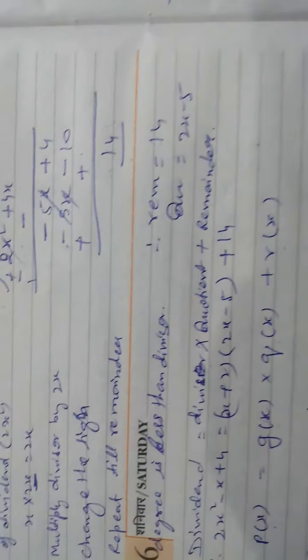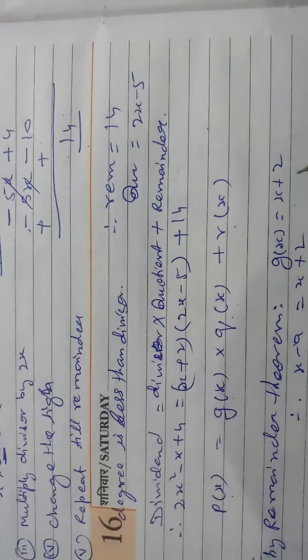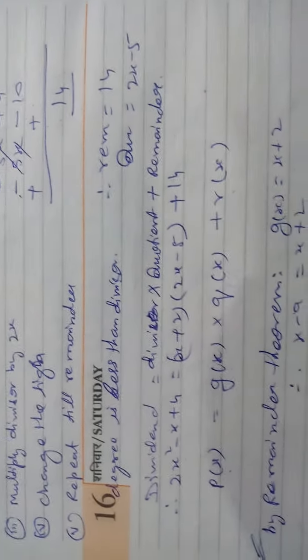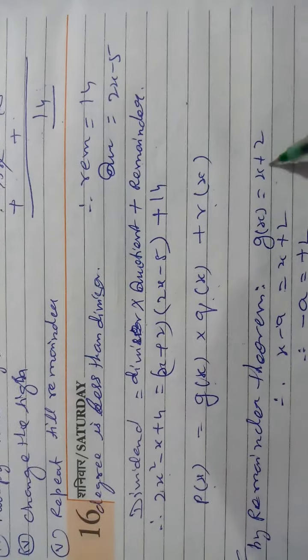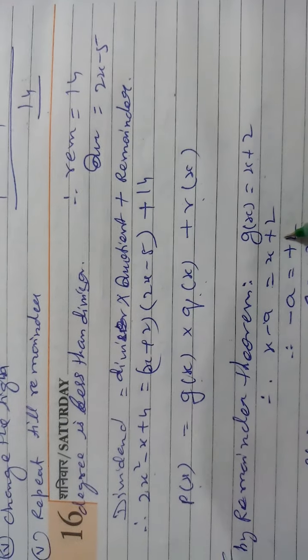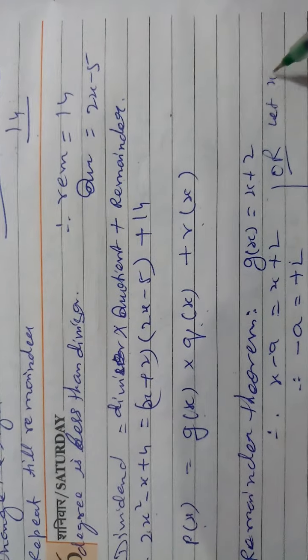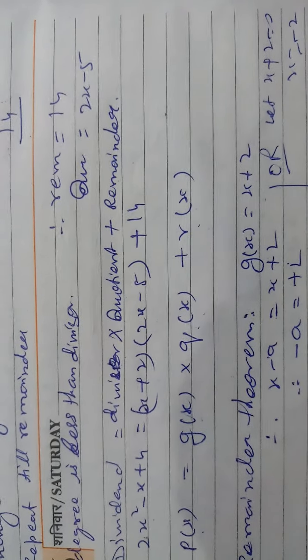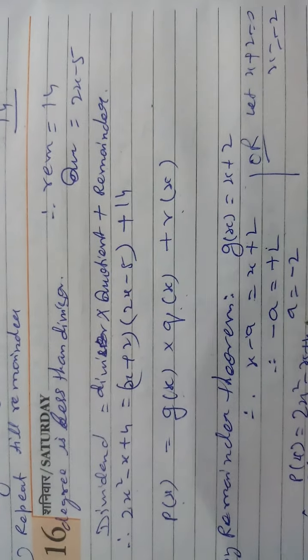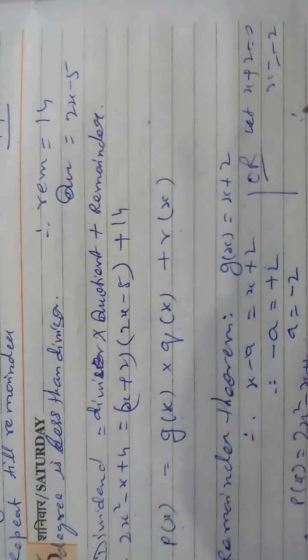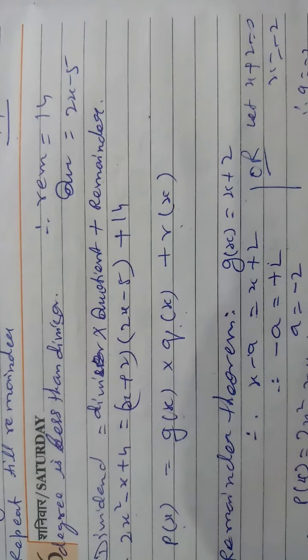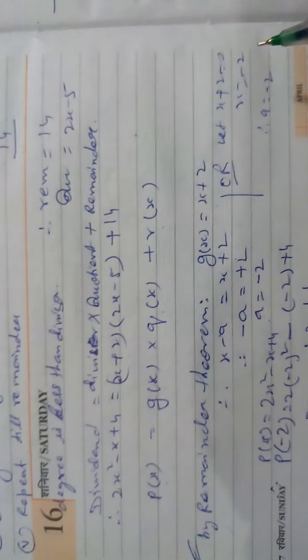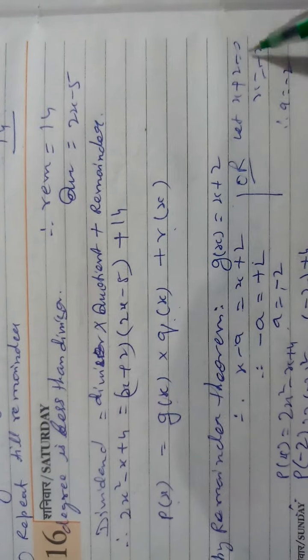By remainder theorem, same question. What is given? Here g(x) is x plus 2, so x minus a is equal to x plus 2. Let x plus 2 is equal to 0, so x is equal to minus 2. Like this you can get a, so a is equal to minus 2. Like this you can do. Here I have done this, otherwise like this.